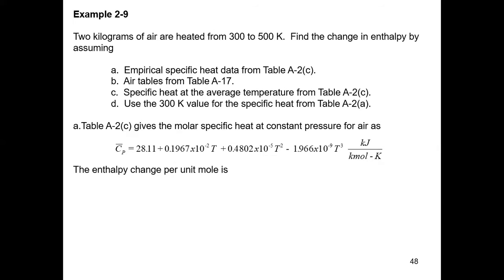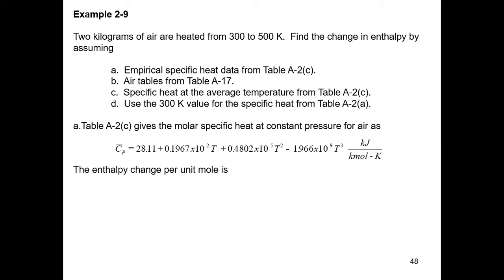So here is a problem. 2 kilograms of air are heated from 300 to 500 Kelvin. Find the change in enthalpy by assuming empirical specific heat data from table A-2c, air tables, specific heat at average temperature, and use 300 Kelvin. So there are three processes.